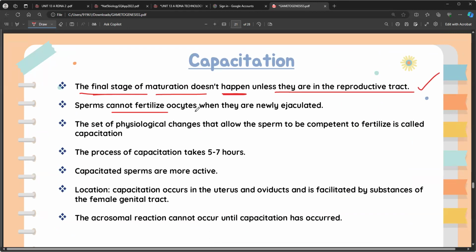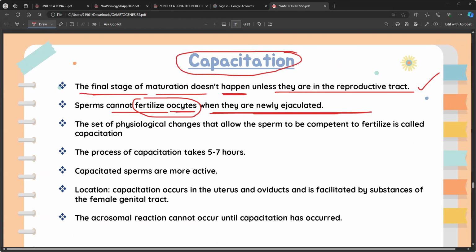Sperms cannot fertilize the oocytes when they are newly ejaculated. Such an important statement to be remembered. Sperms cannot fertilize the oocytes when they are newly ejaculated because they did not undergo the complete maturation process. So when I use the word capacitation or the final stage of maturation, the question is very clear: what is the meaning of the word capacitation? Which means the sperm undergoes various physiological changes.